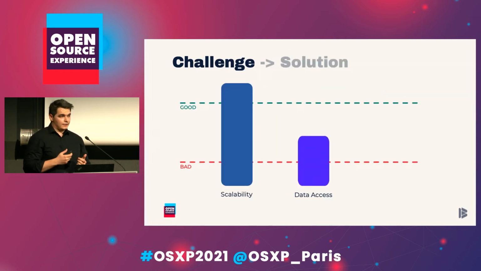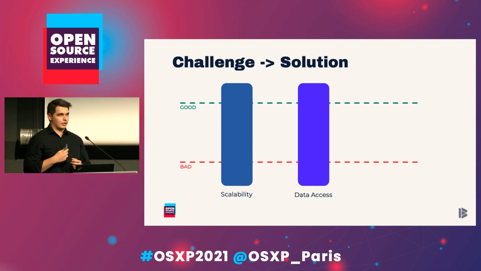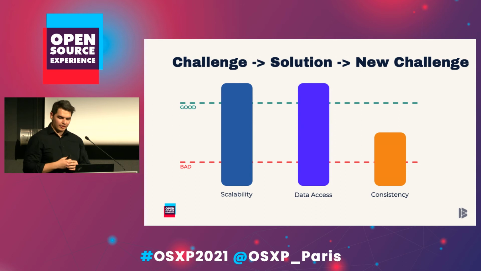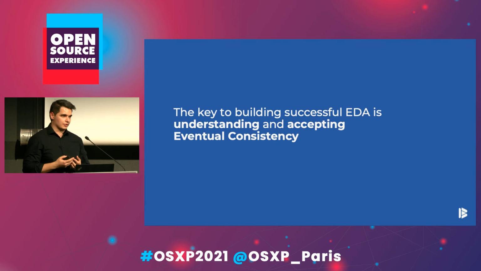So with event-driven architectures, we've solved the data access issue. But as I said earlier, in software engineering we have trade-offs. We don't really have good or bad. The trade-off for event-driven architectures is consistency. We no longer have the strong consistency that synchronous APIs, especially REST, give us, but now we have something called eventual consistency.